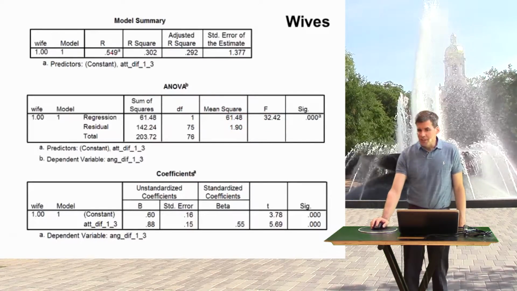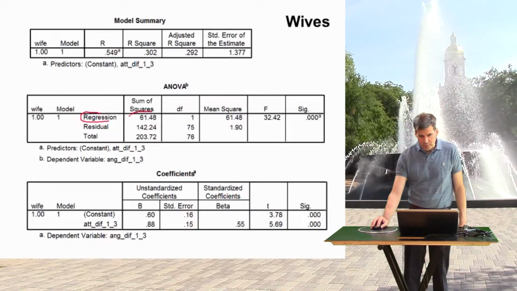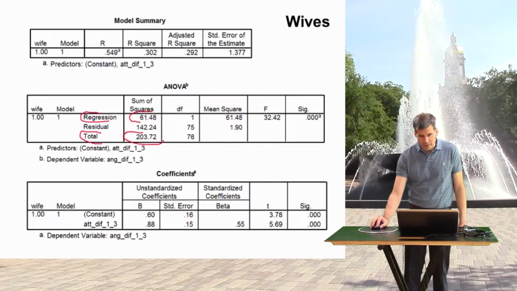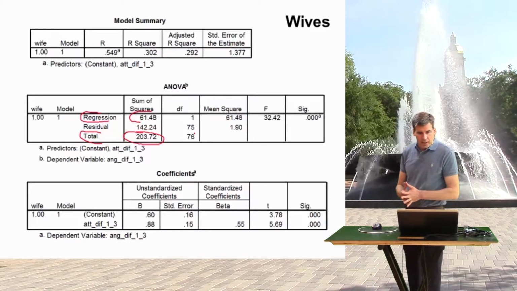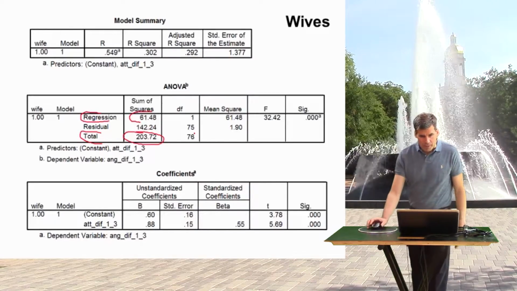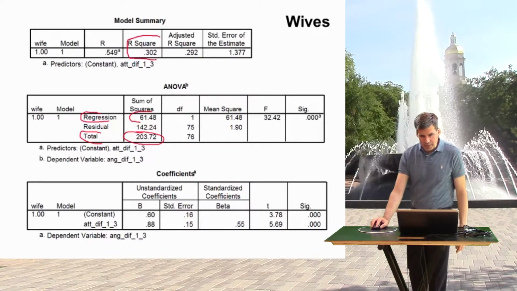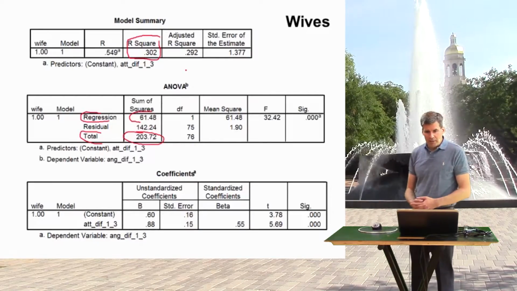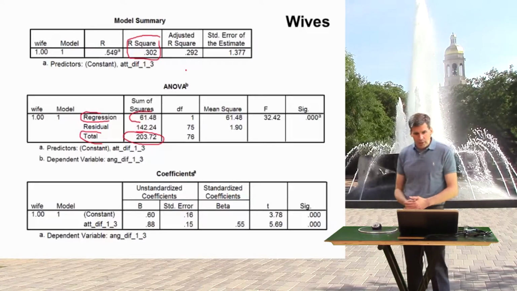And then we could look at what's our total percent of variance explained. So our regression, that's our explained variance sums of squares, 61.48. Total, that's our total sum of squares, 203.72. 61.48 divided by 203.72, our explained variance divided by total variance, gives us a percent of variance explained, and that is our r squared. So up at this top table where it says r squared, we've explained about 30% of the variance, and that is 61.48 divided by 203.72.